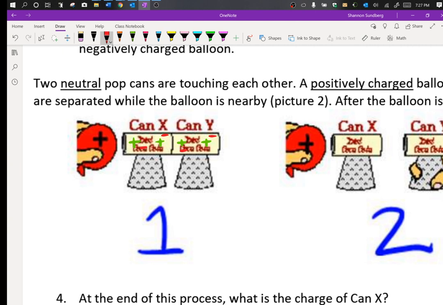remember, protons don't move, but negatives and positives like each other. So what's going to happen is these electrons are going to go that way. Let me erase these guys, and I'll stick them on this can here. So now can X has got 4 electrons and 2 protons.